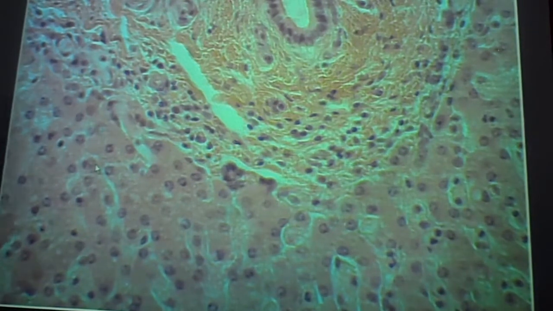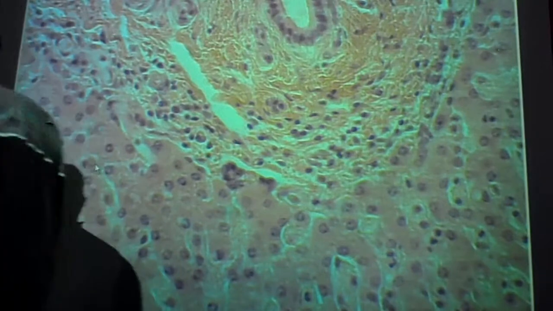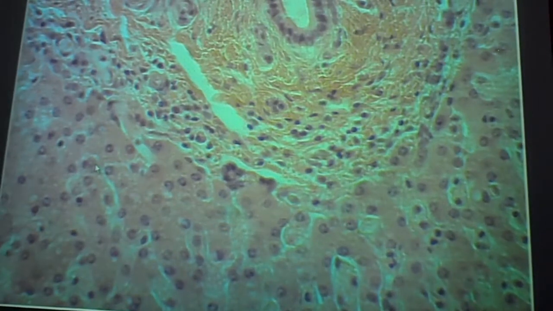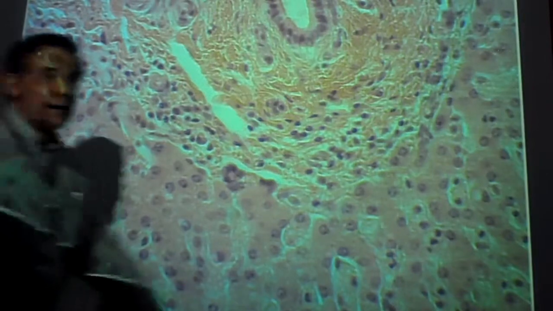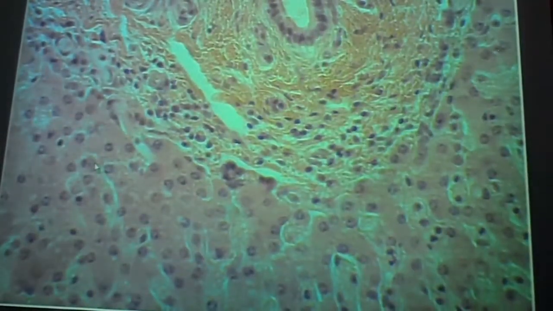So there are two ducts in that system you just told us? Yeah, there's a common hepatic duct and there's a common bile duct. You can see that. Okay, any questions on liver? Okay, proceed.